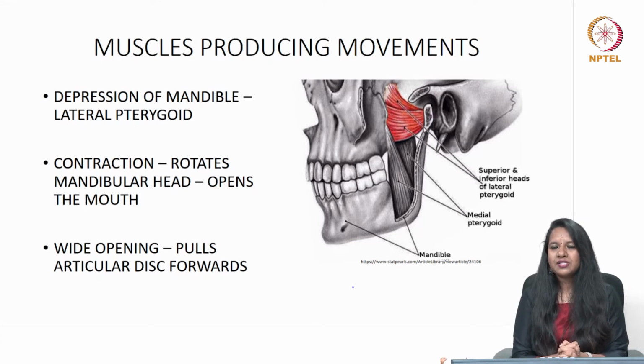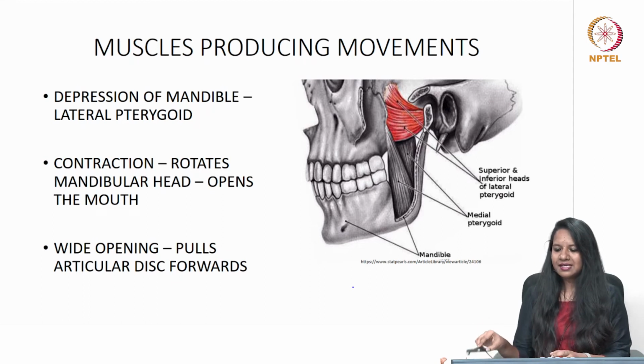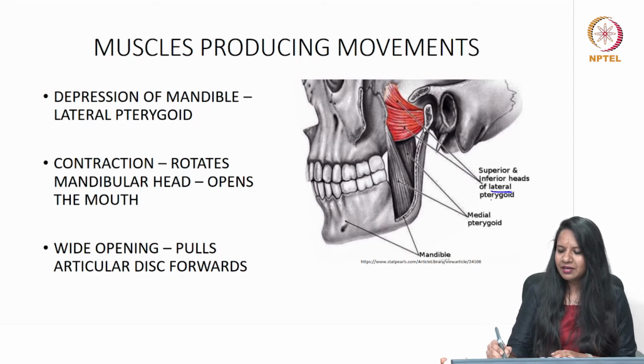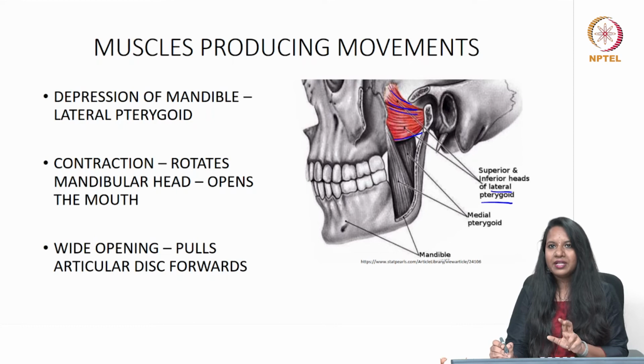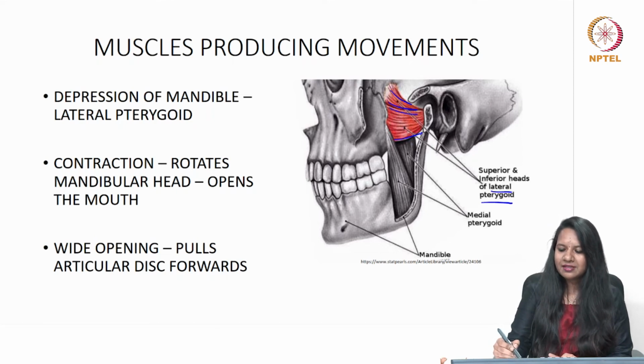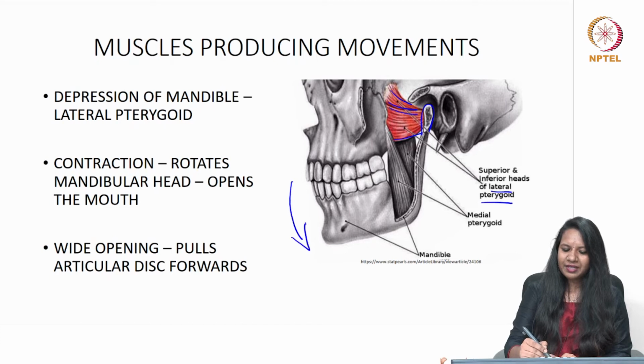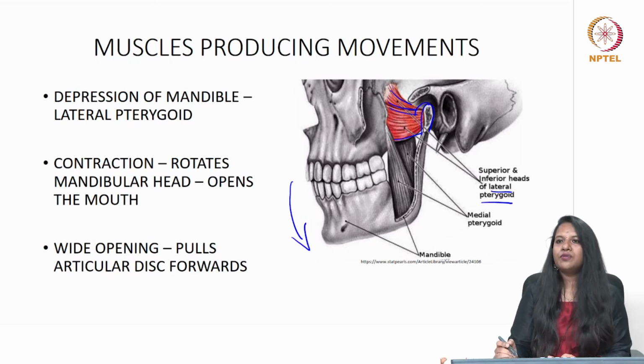Contraction of this muscle rotates the mandibular head and opens the mouth. Wide opening will pull the articular disc forwards. So, you can see the attachment. This is the lateral pterygoid muscle, which is red in color. That muscle will help in the rotation of the condyle, so that there will be opening of the mandible. Again, wide opening means it will pull the articular disc also forward so that there will be wider mouth opening.